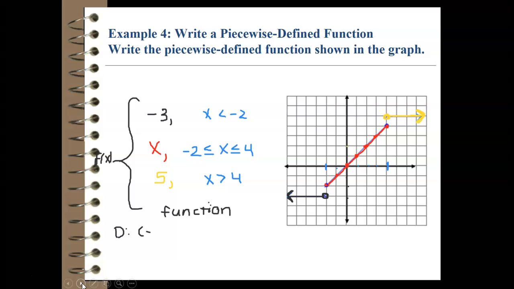And then our domain is all reals. However, once again, my range is not. My range is y equals -3, y equals 5, and then y values from -2 to 4.